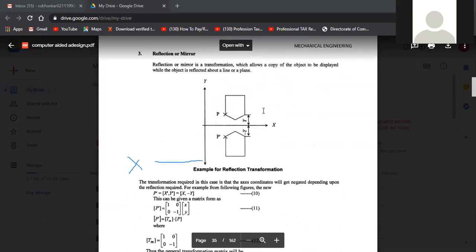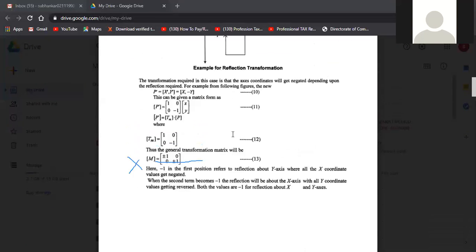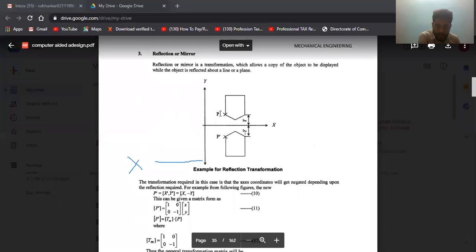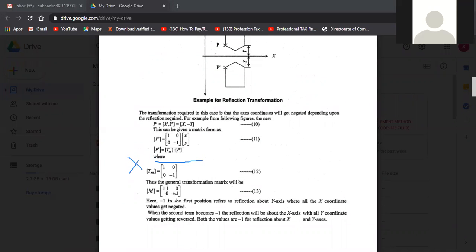See, in this problem, I am reflecting the object along the x-axis. So what is negative? Y is negative. So here you have to make Y negative. If you are reflecting the same object along the Y axis, which one will be negative? X will be negative, then it will be -1, 0, 0, plus 1.